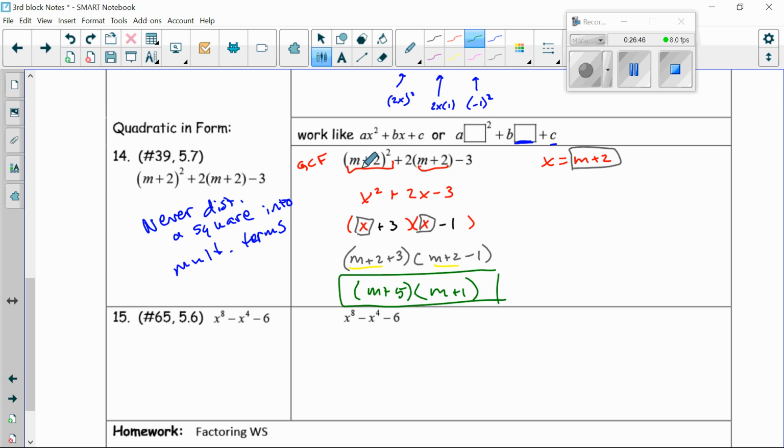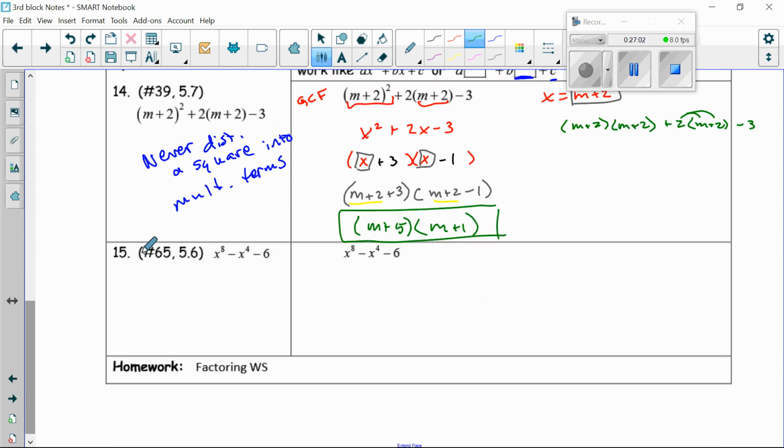Again, you could always do m plus 2 times m plus 2 plus 2 times m plus 2, distributing that, minus 3. Combine all like terms and then factor. That would work just as well.